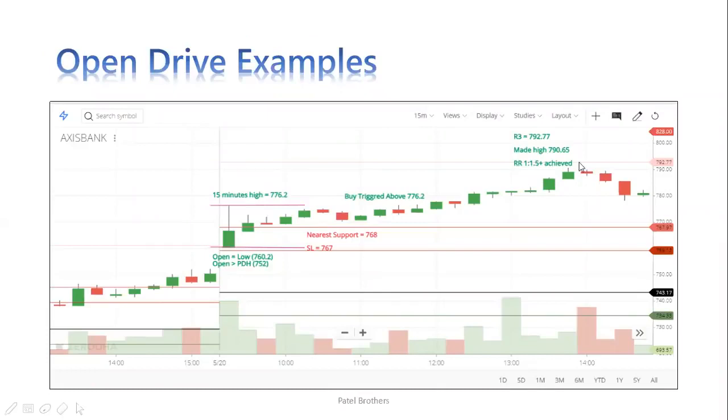And here, if you can see, R3 was at 793. It was just near to that. 791 point something was the high on that day. And it has given a 1:1.5 risk reward.